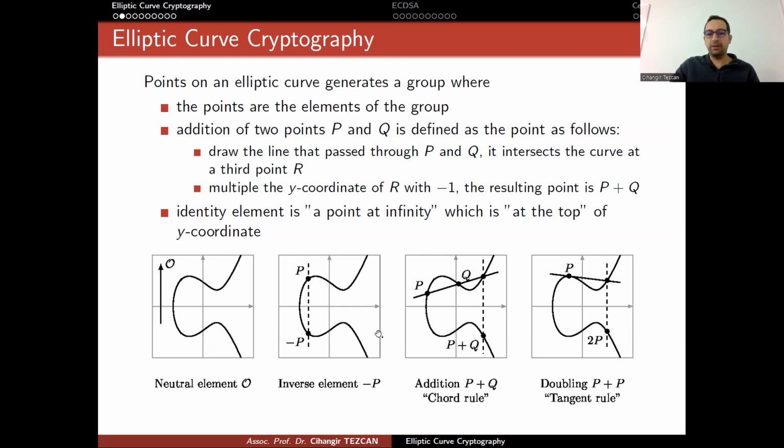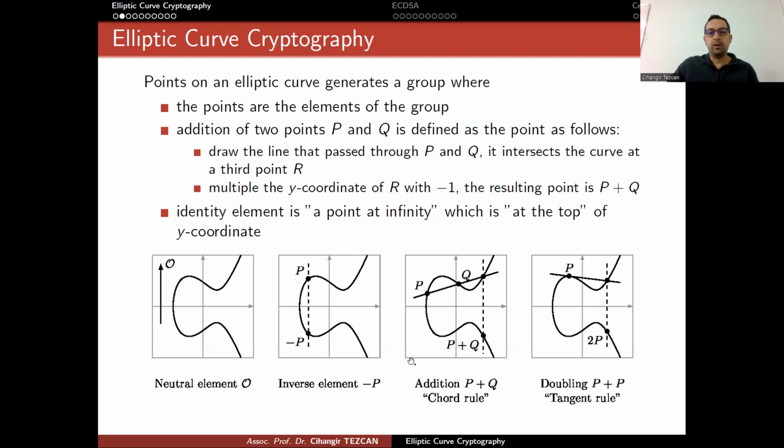As explained here, you draw the line that passes through these 2 points, and recall that only one line can pass through 2 different points. It has to intersect the curve at a third point. This comes from the definition of the elliptic curve. Instead of this point, simply reflect it with respect to the x axis. In other words, multiply the y coordinate by -1. Just reflect it and say that, okay, this is the addition of these 2 points. This is how we define addition.